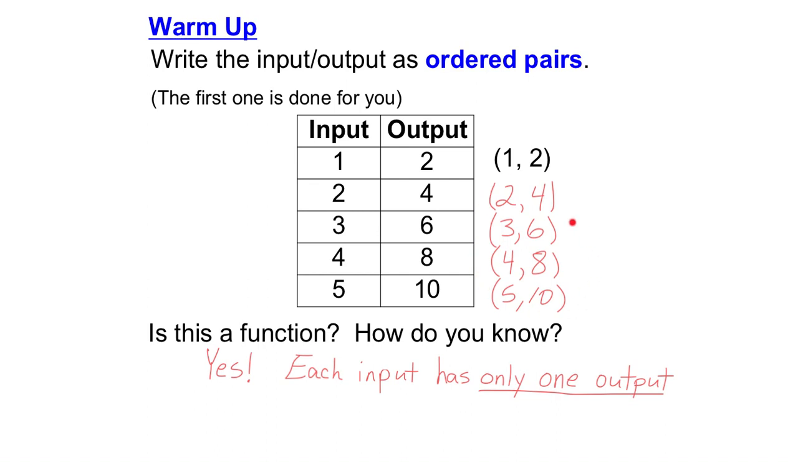Here are the ordered pairs, 2, 4, 3, 6, 4, 8, and 5, 10, written as ordered pairs. Is this a function? Yes. How do you know? Each input has only one output. If you'll recall from the previous lesson, that's how we know if this table represents a function or not.